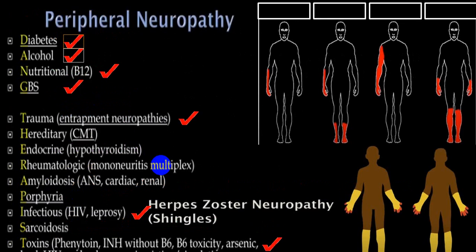Now this is a very useful slide because I have marked some of the things. The most common cause of peripheral neuropathy in your everyday practice will be diabetes. Second common will be alcohol. Third common will be nutritional deficiency like B12 deficiency. And then comes GBS. These four come topmost on the list.